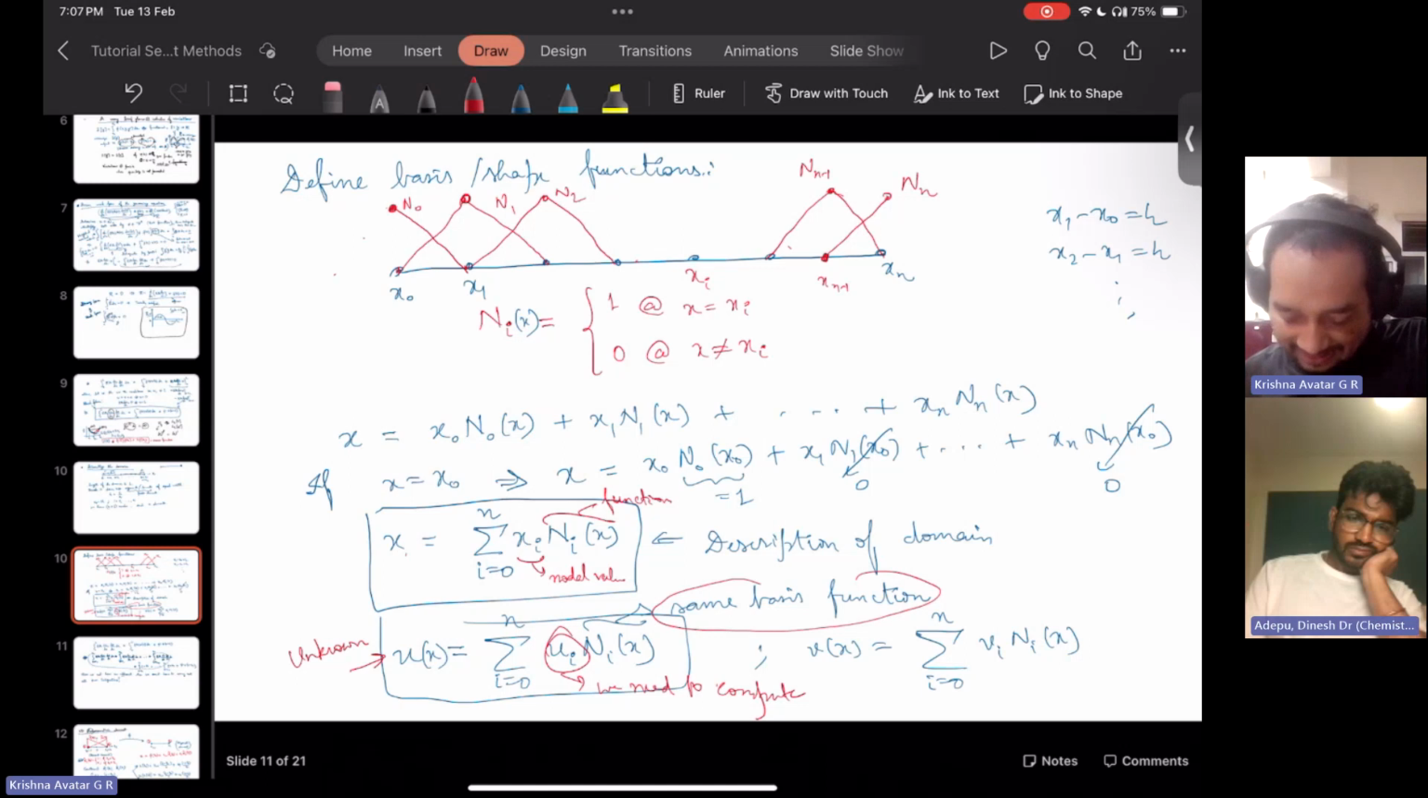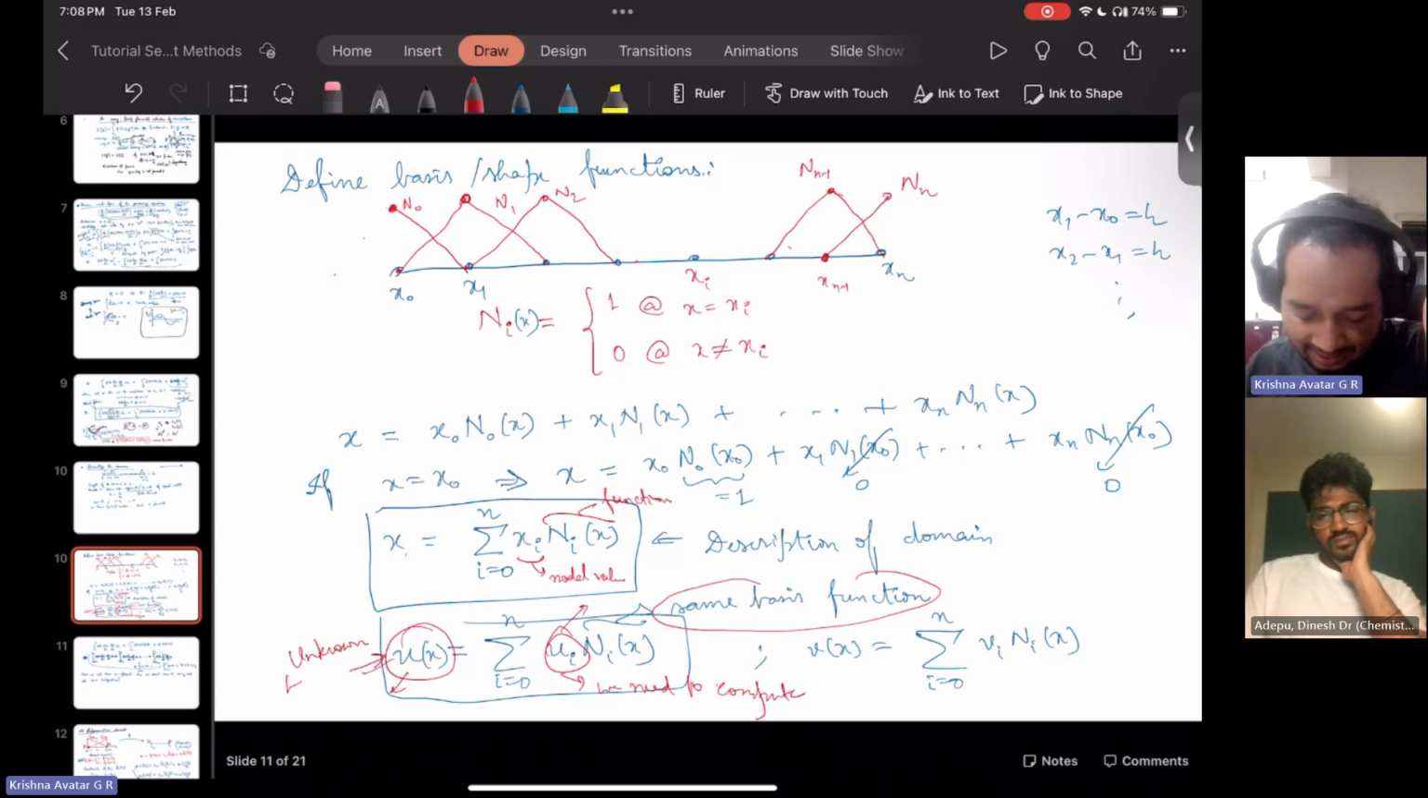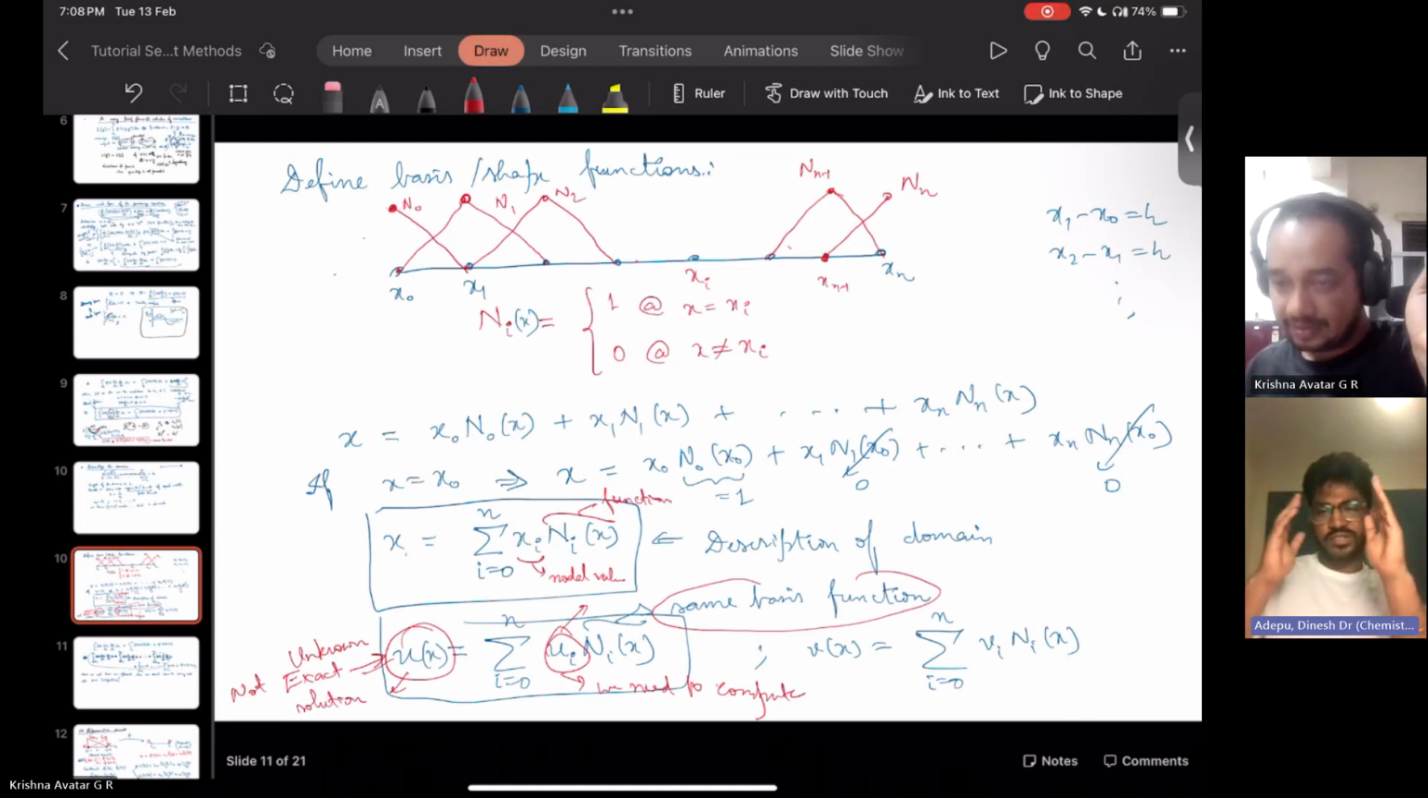What's going on here is that u of x was a continuous function, but we will only find certain u's in the domain. That is where we move from an infinite dimensional problem to a finite dimensional problem. This is not the actual u, not the exact solution we are looking at. We are trying to find u_i and multiplying by N_i, because N_i is a kind of interpolation between x1 and x2.